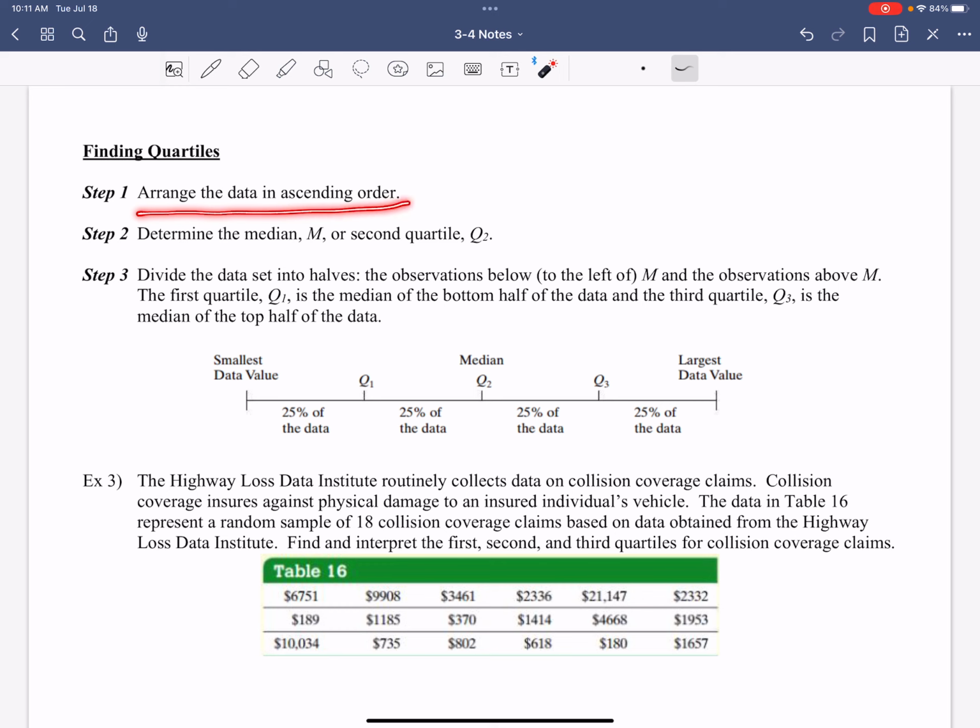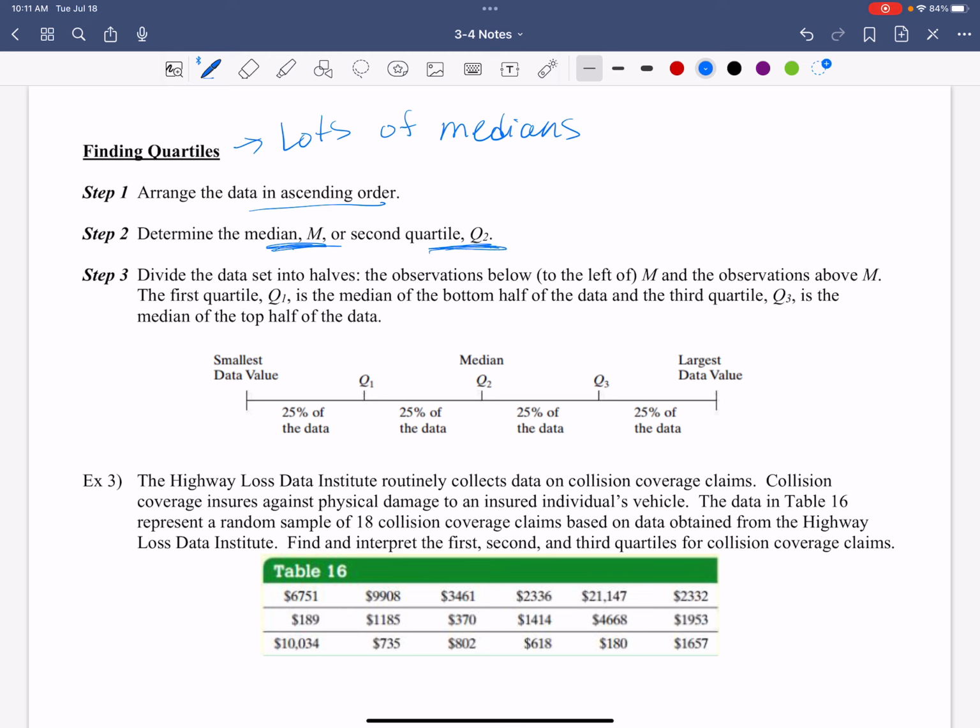So this is median central. Lots of medians because it's splitting that data up. So in order to do a median, you have to put this in ascending order. So you put it in order, determine the median or the second quartile. Those mean the exact same thing. So a median and the second quartile are exactly the same. Then we're going to divide the data set into halves.